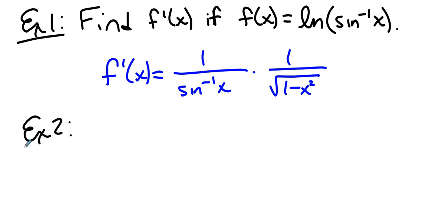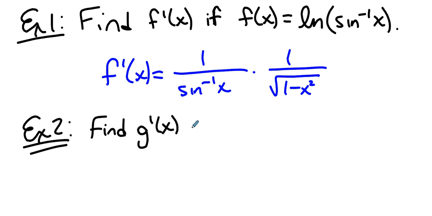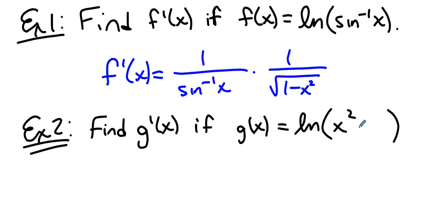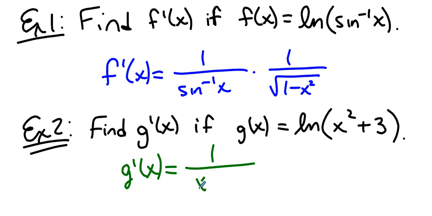Likewise, we could find g prime of x if g of x is the natural log of x squared plus 3, and that shouldn't be too terribly difficult. The derivative of the natural log of something is 1 over that something times the derivative of that something, and we've got it.